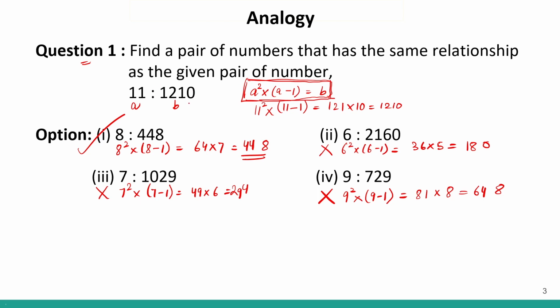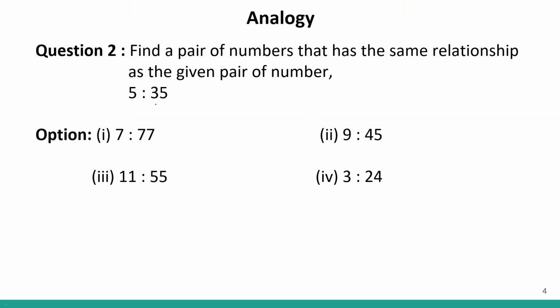Okay. Now let us come to question number 2. Find a pair of numbers that has the same relationship as the given pair of numbers. So it is a similar question. We have to identify the relationship between these numbers and then identify which of the following options bears the same relationship. That means both the elements have the same relationship as in this pair.